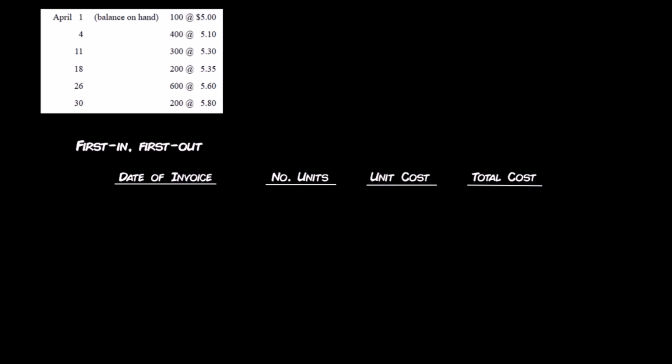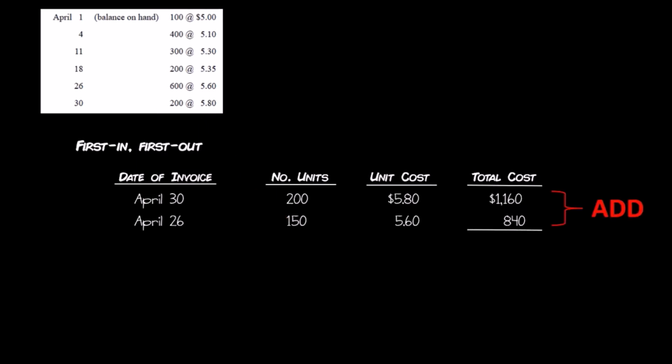Firstly, as there were no sales past April 28th, we must take the full cost of the most recent purchase, which is dated April 30th. There were 200 units purchased. Therefore, multiply it by the unit cost of $5.80 to get the total cost of $1,160. Secondly, we still have 150 units left from the April 26 purchase. Therefore, we multiply these 150 units by $5.60 to get $840. Finally, we add the total cost of April 30th and 26th, which is $1,160 plus $840, which adds up to a total sum of $2,000. With that said, $2,000 is our total ending inventory cost.